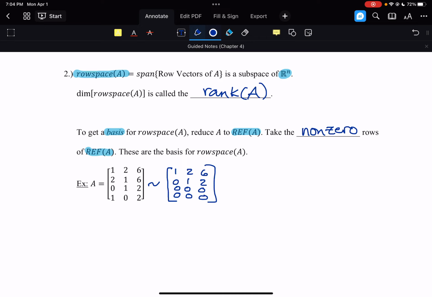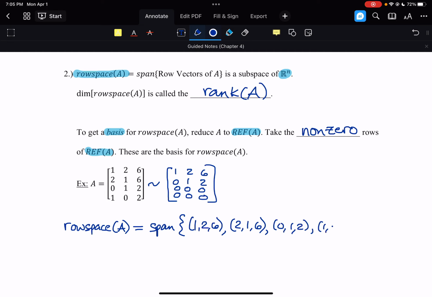Now, the row space of A itself doesn't care about any of that. The row space itself is based off of the original matrix, and that will be the span of all of the row vectors. So 1, 2, 6, 2, 1, 6, 0, 1, 2, and 1, 0, 2.